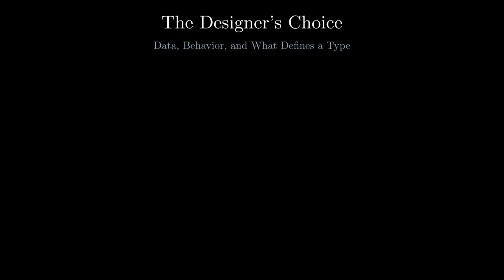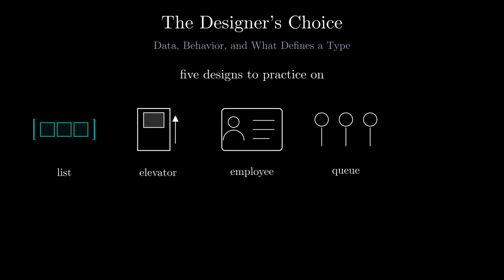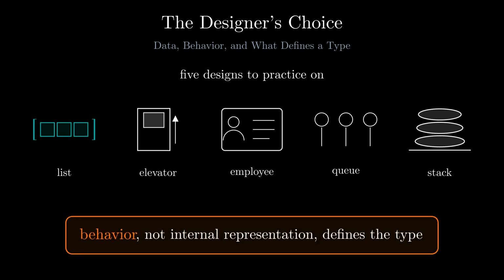In this video, we practice it on 5 designs: the list itself, an elevator, an employee, a queue at a store, and a stack of pancakes. By the end, one idea will stand out. Behavior, not internal representation, is what defines a type. Start with an example closer to home, the list.